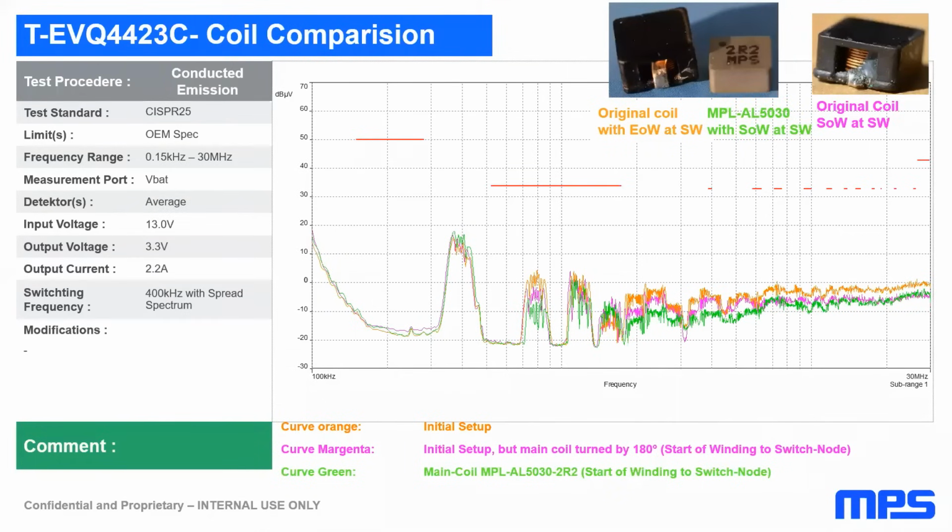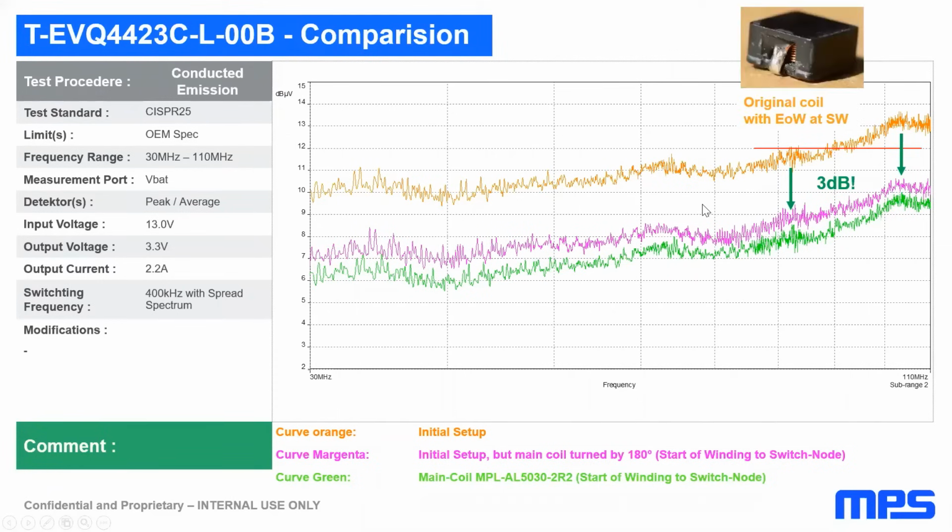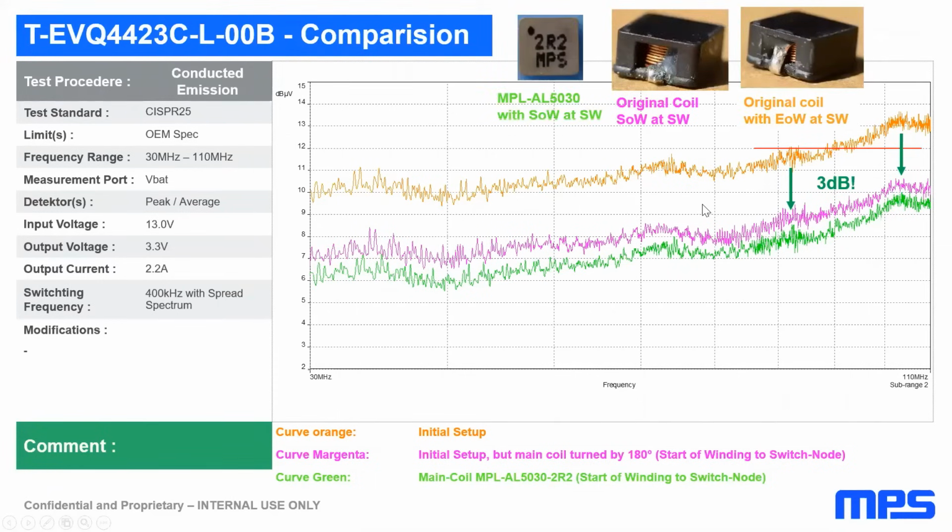So in the next step, we turned the inductor and remeasured the conducted emission, and also changed to the smaller size inductor with the correct orientation, which is the curve in green. And you see there's already a significant difference, and especially in the high frequency range, just turning the inductor gains 3 dB, which means we are below the target limits. So life is great, and with a smaller inductor we have another improvement. So these are the 3 coils.